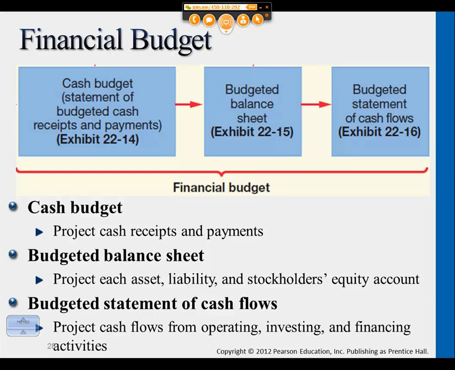Okay? The budgeted balance sheet. What would be a budgeted balance sheet? It's your projected assets, liability, and stockholders' equity accounts. All right? And the very last is the budgeted statements of cash flows. That's your cash flows from operating, investing, and financing activities. Okay. So first is the cash budget, then budgeted balance sheet, and then budgeted statements of cash flows.